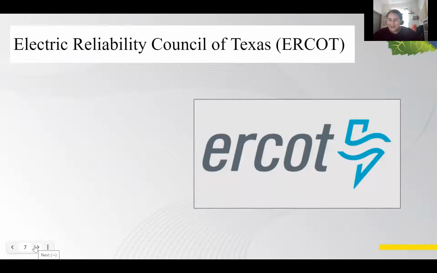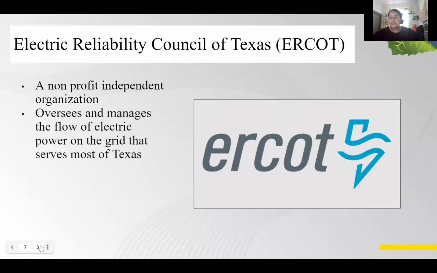So you may have heard of ERCOT. ERCOT, or the Electric Reliability Council of Texas, is an independent non-profit organization founded in 1970 that oversees the transmission of electricity over the power grid that serves most of the state of Texas.